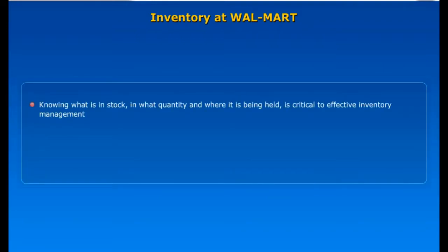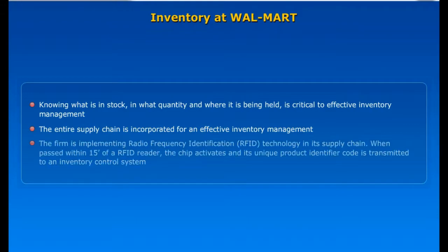Inventory at Walmart. Knowing what is in stock, in what quantity, and where it is being held is critical to effective inventory management. The entire supply chain is incorporated for effective inventory management. The firm is implementing radio frequency identification (RFID) technology in its supply chain. When passed within 15 feet of an RFID reader, the chip activates and its unique product identifier code is transmitted to an inventory control system.